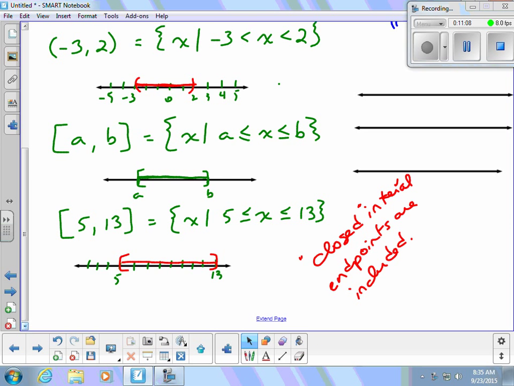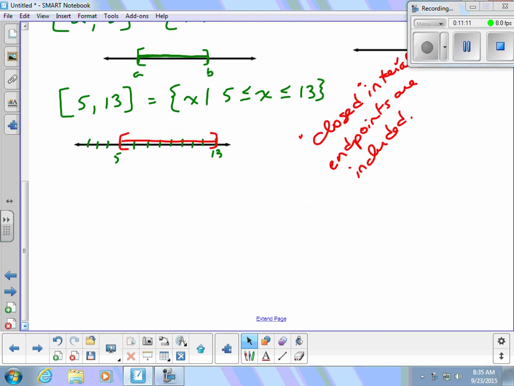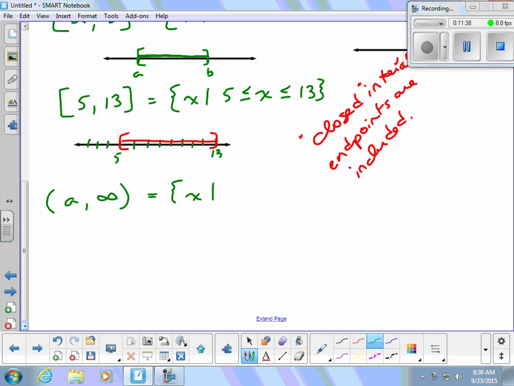There's one more type of interval to look at, and that is an infinite interval, because sometimes we're talking about just all of the values above or below a certain number. So for instance, if I have the interval (a, ∞), infinity always has to have a round bracket on it because infinity is not a defined number. And this would be equal to saying x such that x is greater than a. Because a had a round bracket, I need the greater than symbol, not greater than or equal to.